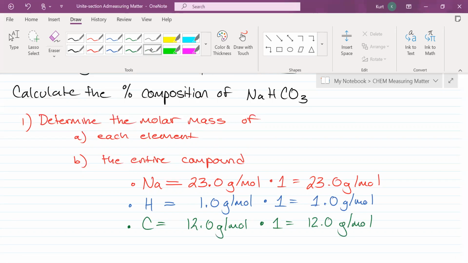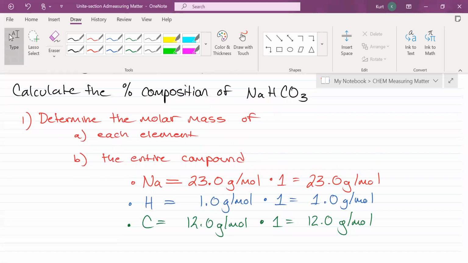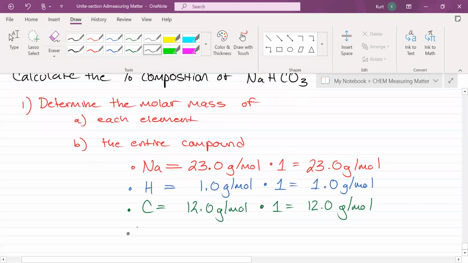And lastly, Kendall, what is the last element that you see in the compound? How many oxygens are there? All right, we'll get to that in a second. What is the molar mass of oxygen? I really want you guys just to memorize this number. Have you memorized it yet? 16. Good. 16.0 grams per mole times what? How many oxygen moles are there? Times 3. What is 16 times 3? 48.0 grams per mole. Nice.